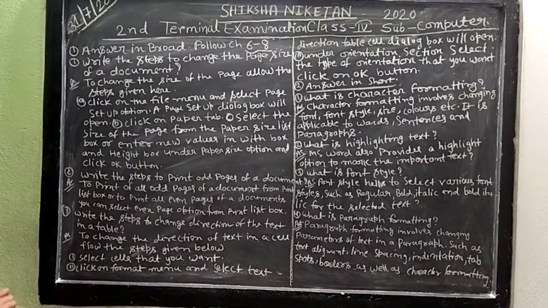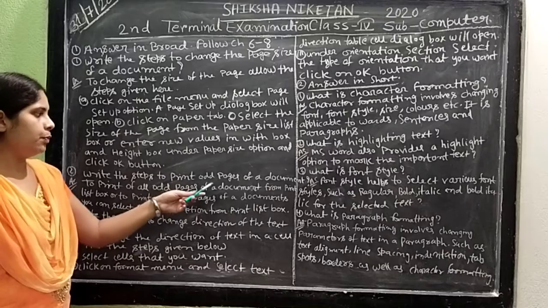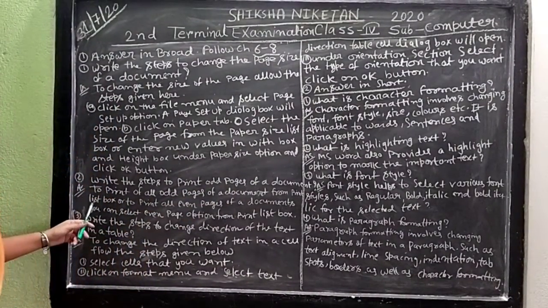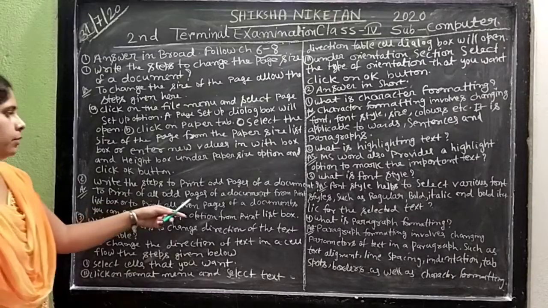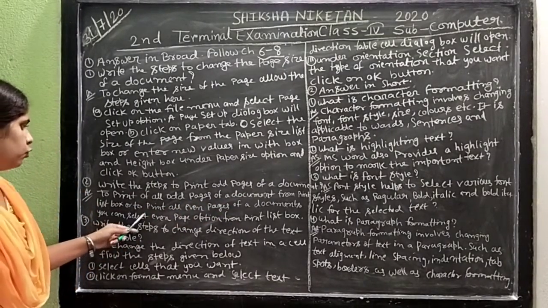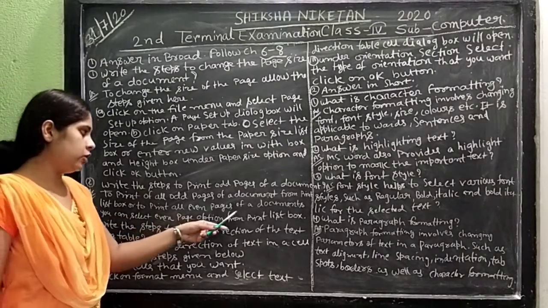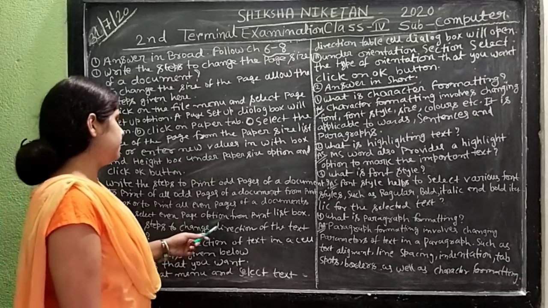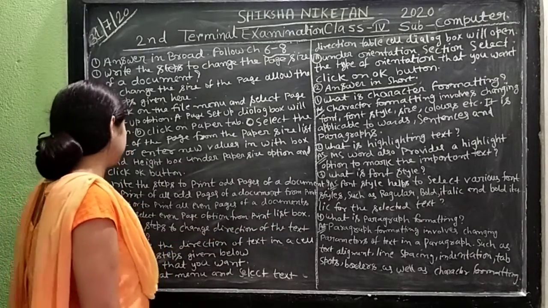Question number 2. Write the steps to print out pages of a document. Answer: To print all pages of a document from the print list box, or to print all even pages of a document, you can select the even pages option from the print list box.